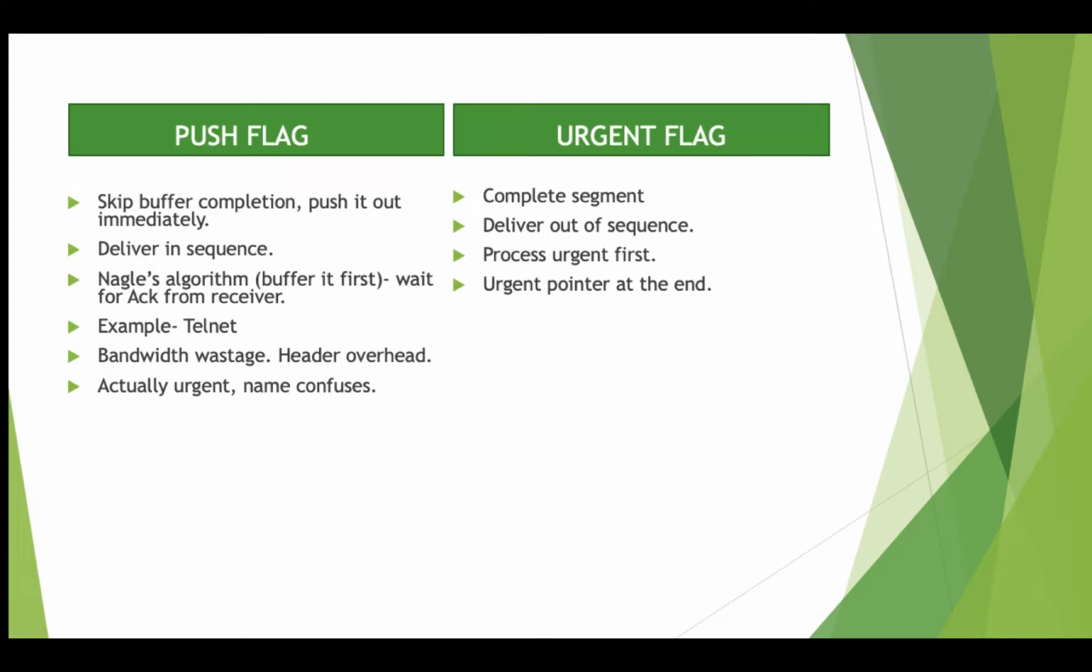Then that completed segment goes to the network layer, then to the data link, then to the physical layer of the sender. Then from there, it goes to the receiver side physical layer, then data link layer, then network layer, then the transport layer. Till that point of time, there is no urgency at all in the data. It goes normally as it should. So that is a very important point to remember here. Urgent data doesn't mean that it would go straight away.